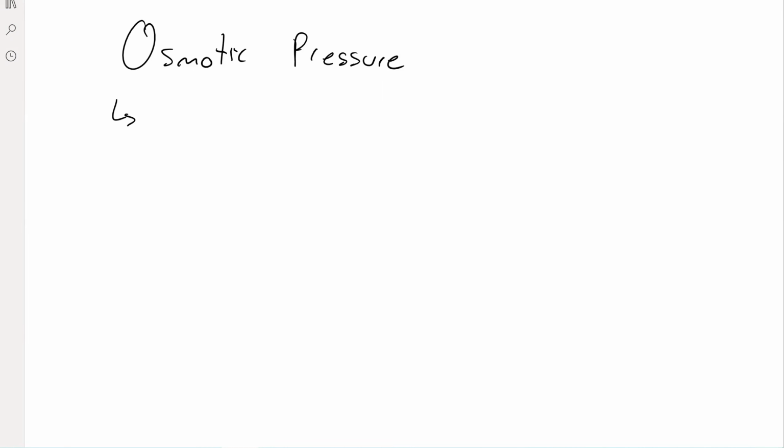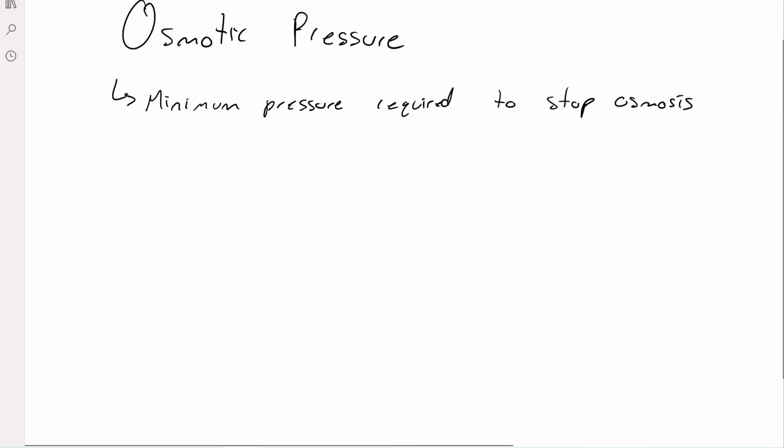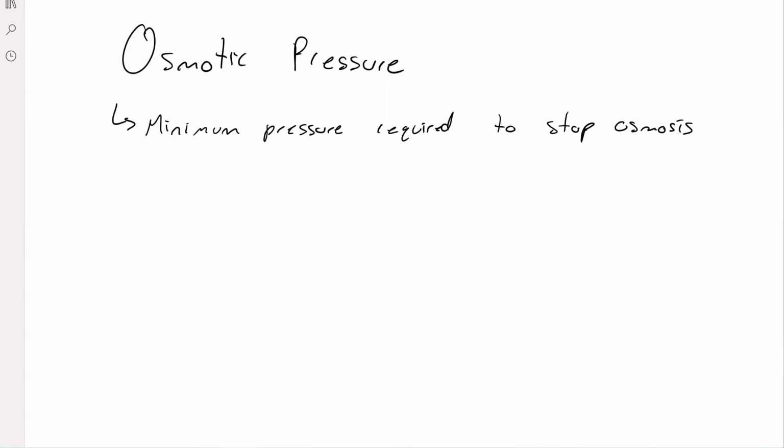All right, the next colligative property is the osmotic pressure. The osmotic pressure is the minimum pressure required to stop osmosis. So naturally the question is, what's osmosis? So osmosis is the travel of water through a semi-permeable membrane towards the side with a more concentrated solution.